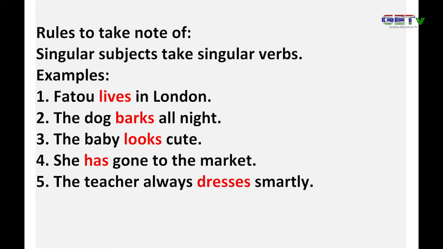Example 3, the baby looks cute. Example 4, she has gone to the market. Example 5, the teacher always dresses smartly. So you can see all these examples have singular subject and their verbs are also singular because all the verbs carry S. And you were told that a verb is singular when it has S.